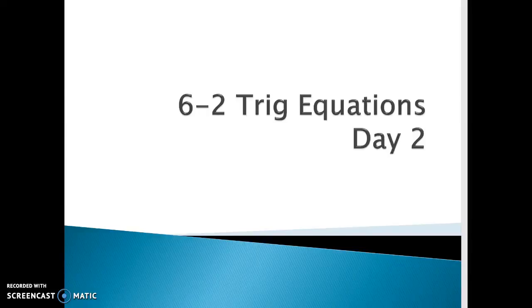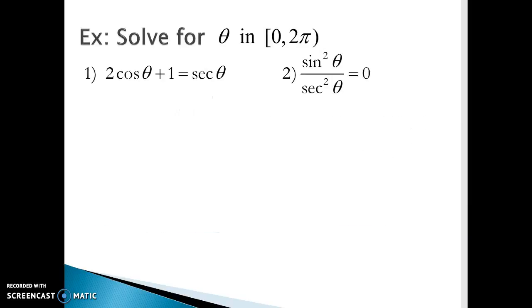In today's lesson, we are going to look at more complicated examples of how to solve trig equations. In this first problem, we have the trig functions of cosine and secant, and we want to get these to be the same type of function. So we will go ahead and rewrite the secant as 1 over cosine.